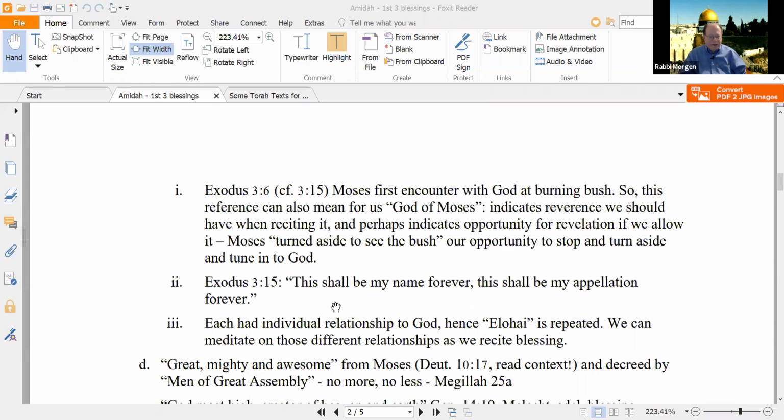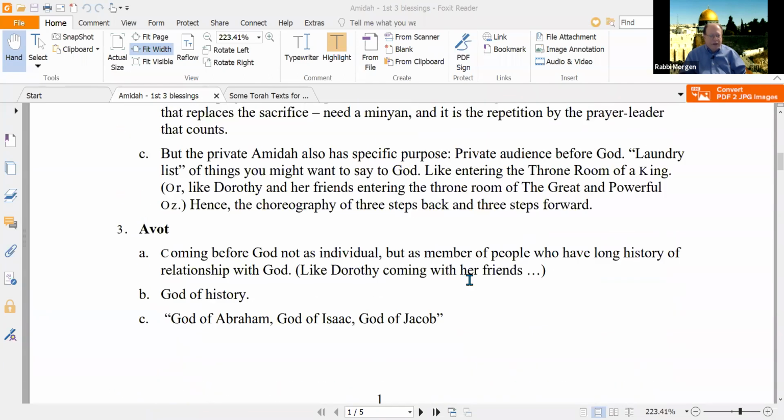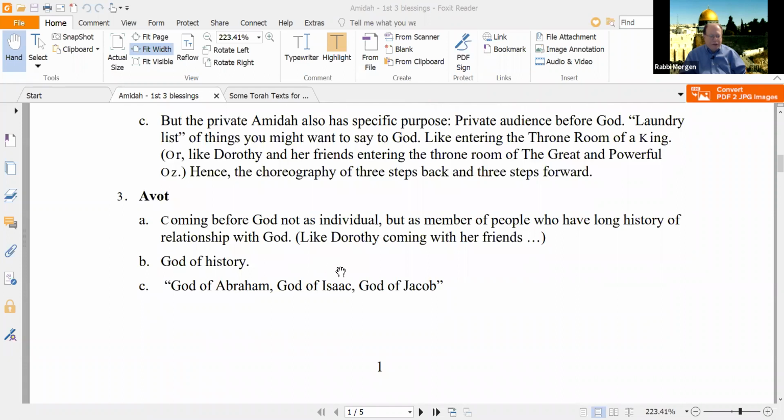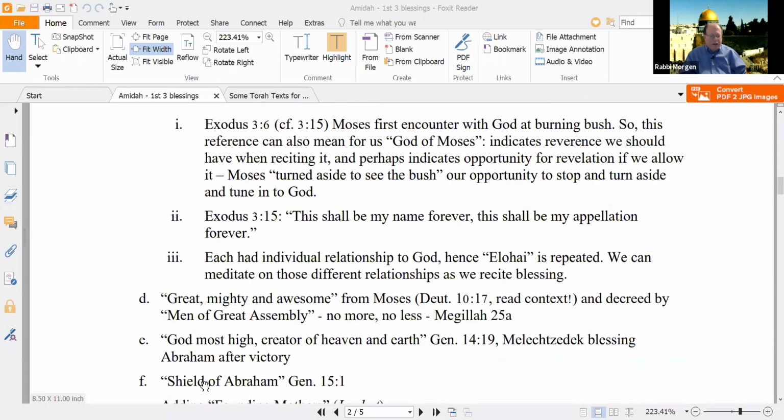And then in Exodus 3:15, it says, "This shall be my name forever. This shall be my appellation forever." Each had an individual name of God. So then after Avot, it says, "Elohei Avraham, Elohei Yitzhak, Elohei Yaakov, Ha'el, Hagadol, Hagibor, V'Hanorah." That is the great, mighty, and awesome God. And this again comes from Moses in Deuteronomy 10:17. I said read the context, so we'll look at that in a moment.